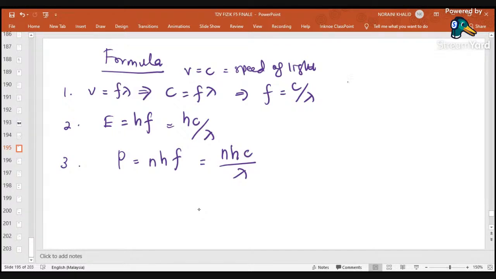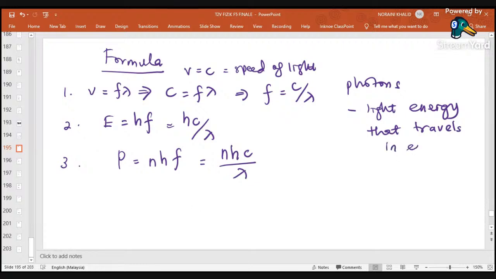So you must understand what photons are. Whenever I mention photons, this one actually is light energy that travels or is transferred in energy quanta. Okay, discrete energy, discrete energy.